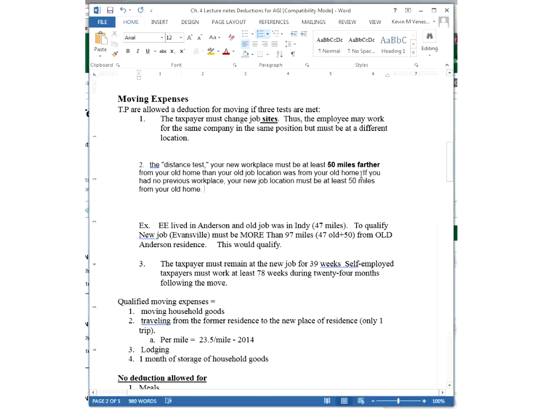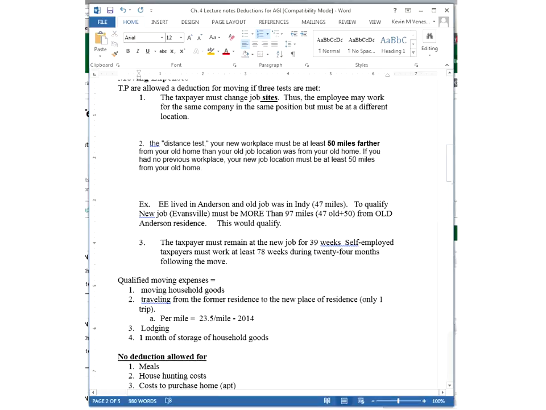Let me start that back. The 50-mile test. Okay, let's just read it. I think that'll probably be easier instead of me trying to give an example. And my example here, I think, is probably the most concise that I can think of. So, the employee lived in Anderson, and in this case, let's say the job was in Indy. It took him 47 miles to get there. And that new job is now in Evansville, like we had said.